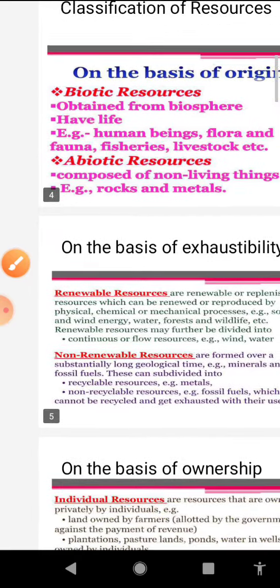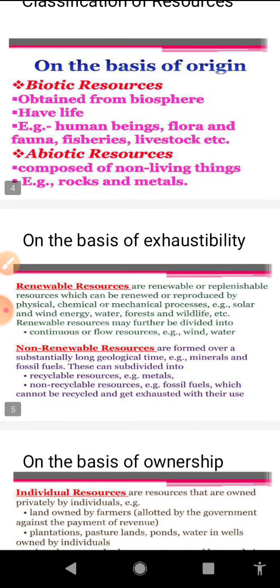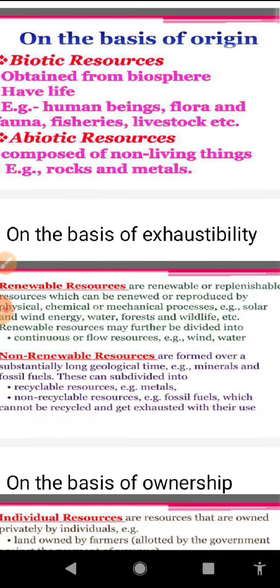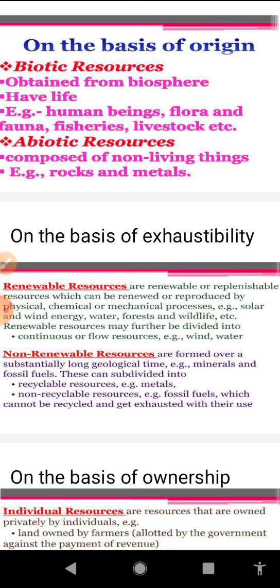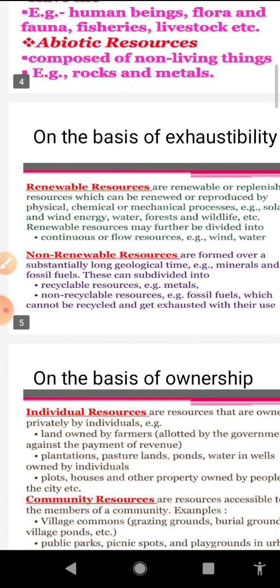After that, we'll discuss the classification of resources. Resources can be classified on the basis of origin into two types, biotic resources and abiotic resources. In a very simple sentence, the resources which have life are known as biotic resources, or in other words, the living components of the environment which can satisfy our needs. You can take the example of plants, animals, and human beings.